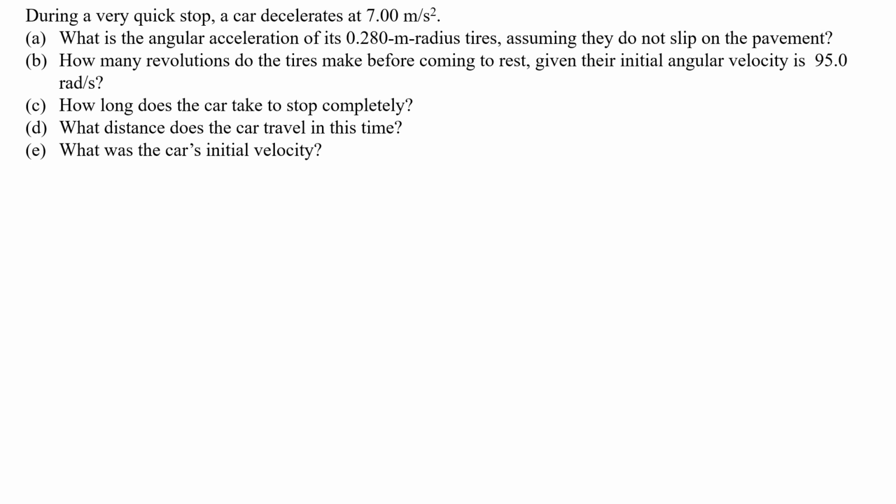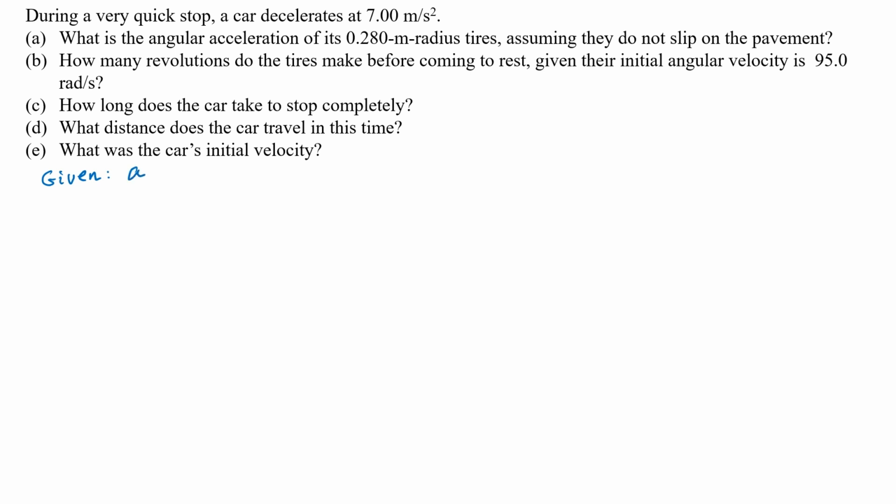During a very quick stop, a car decelerates at 7.00 meters per second squared. When the car decelerates, the tires will decelerate at the same time. And the deceleration of the car will be equal to the tangential acceleration of the tires. So what are we given here? We are given the tangential acceleration of the tire because that's equal to the acceleration of the car.